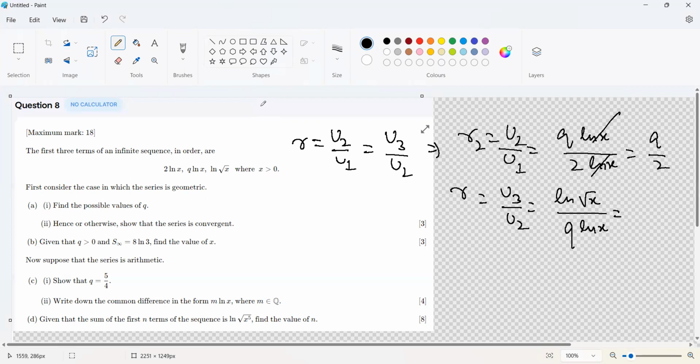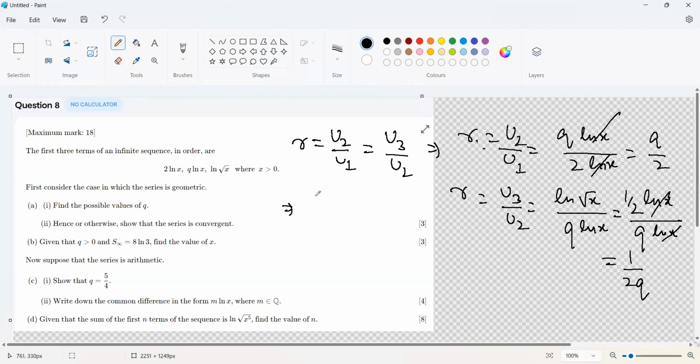So the rule of log here: the power is 1 by 2, so 1 by 2 comes in the front. It will be ln x only, and Q ln x. Again, ln x cancels. It will be 1 upon Q. And these two are R, this Q over 2 is the same as R, which is 1 upon Q.